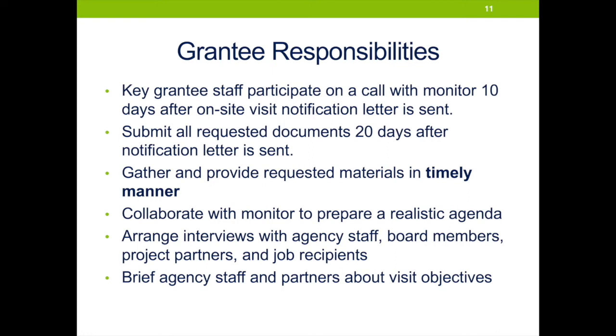In order to have a successful and informative site visit, I will once again review the grantee responsibilities. The grantee is expected to participate in a call with the monitor 10 days after the receipt of the letter to answer questions. Submit all requested documents to the monitor 20 days after receipt of the site visit notification letter. Participate in a call 10 days before the visit to confirm the agenda. Prior to the visit, brief agency staff and partners about the purpose of and the agenda for the visit.